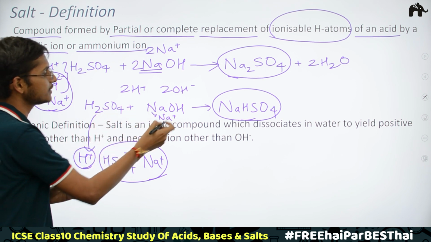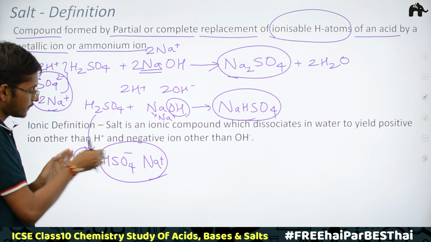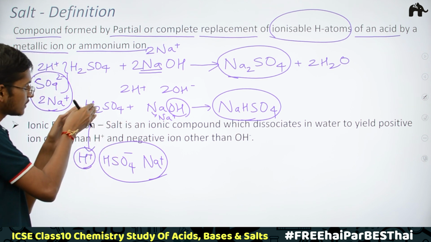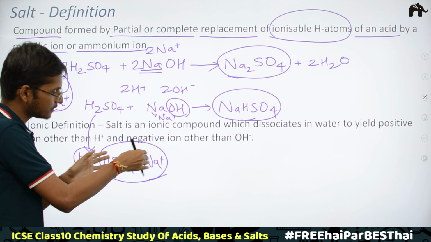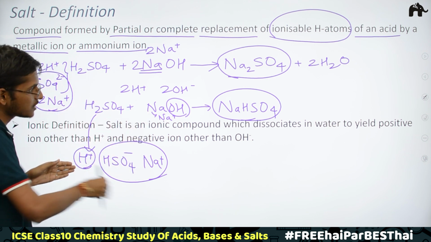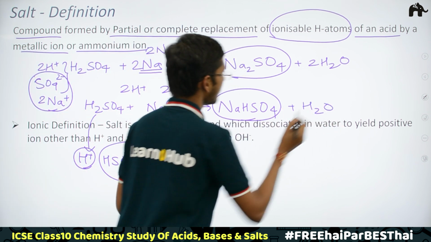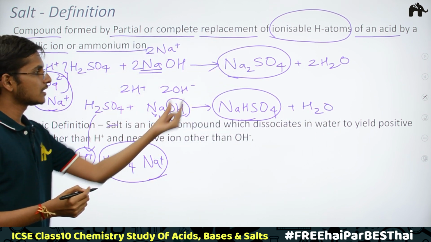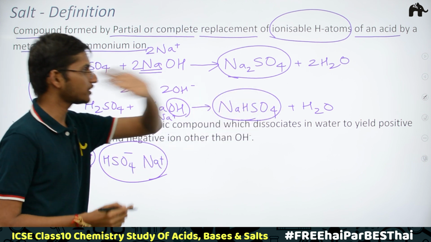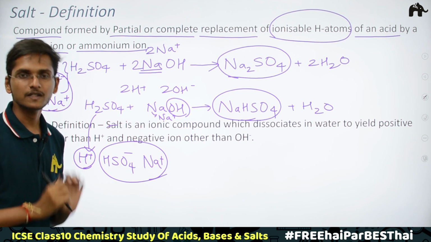Now what would be remaining here in this molecule is OH minus, right, and from here H plus is remaining, right. HSO4 has paired up, bonded with Na plus. So what is remaining? H plus is remaining. So H plus and OH minus would form water. So again acid plus base gives salt plus water. Very clear. So this is the complete replacement, this is the partial replacement example.